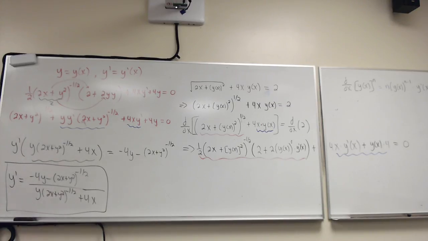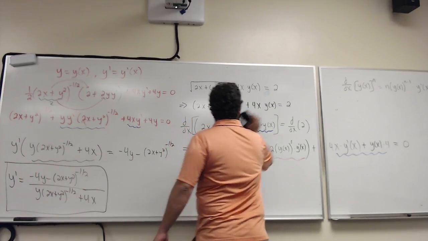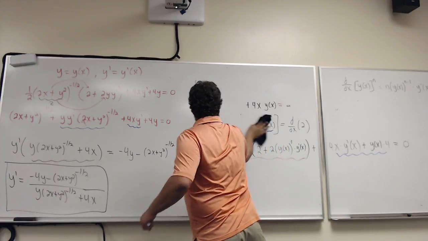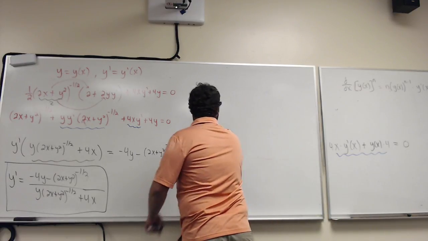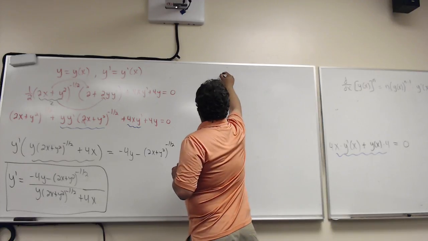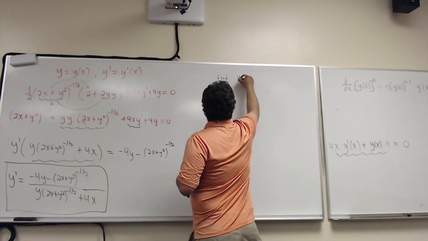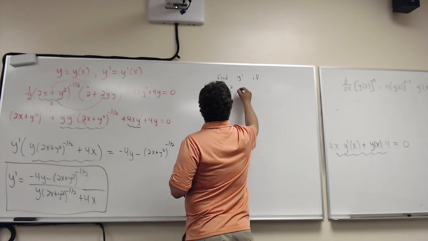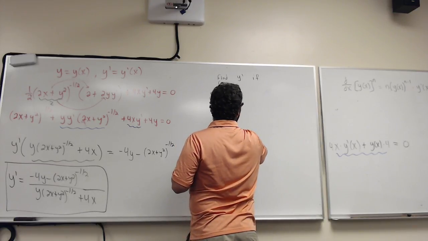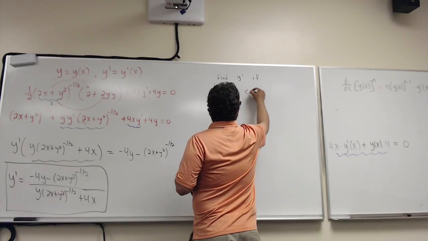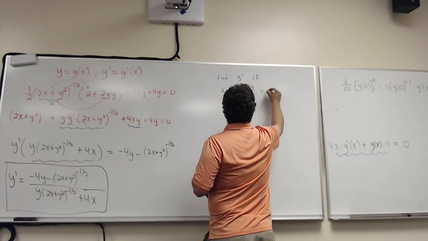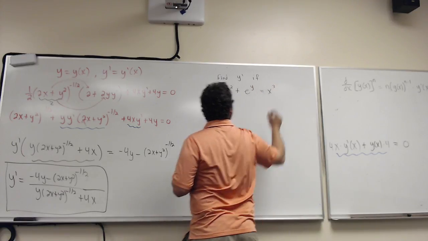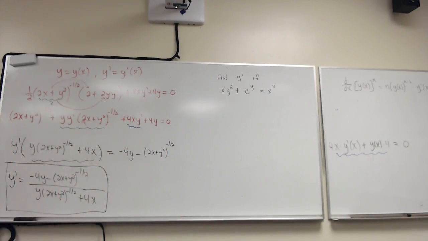So let's do one more before I jump into the next. I'll try and make it not as bad this time. So let's say find y prime if you have x y squared plus e to the y equals x cubed. That doesn't look as bad, does it? There's no square roots in there.